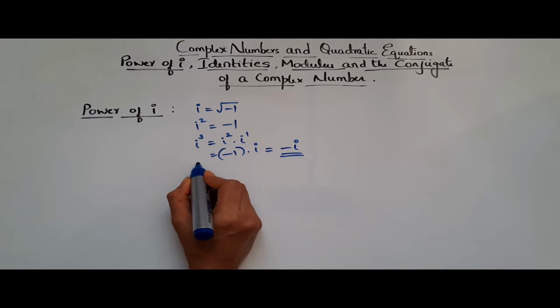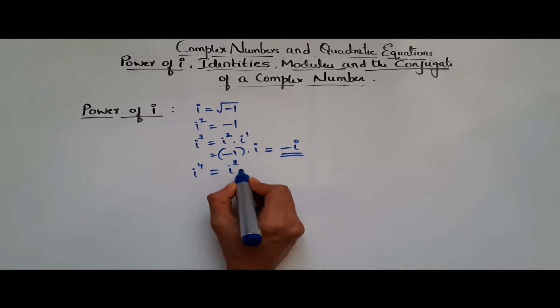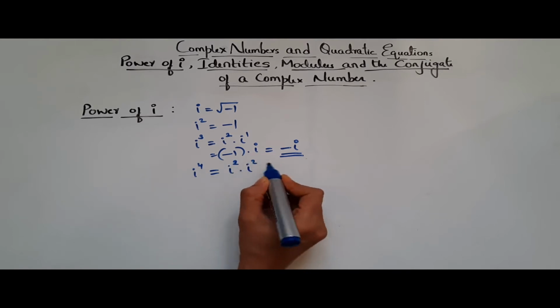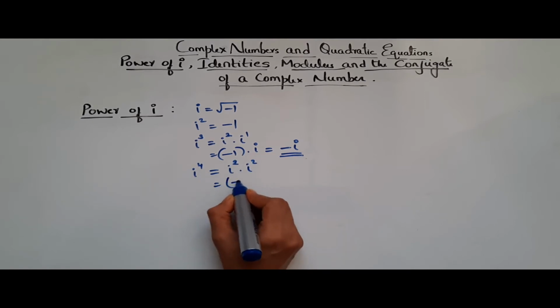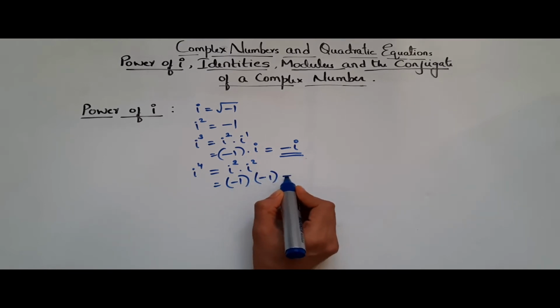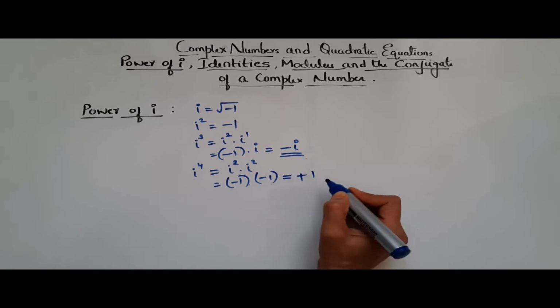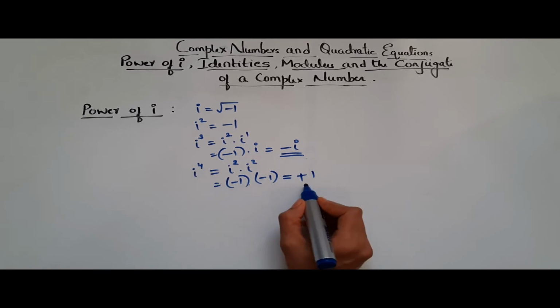Now let's see what is i power 4. So i power 4 you can write as i square into i square. So here i square is minus 1 into i square is minus 1, which is equal to minus into minus is plus, 1 into 1 is 1. So therefore i power 4 is plus 1.